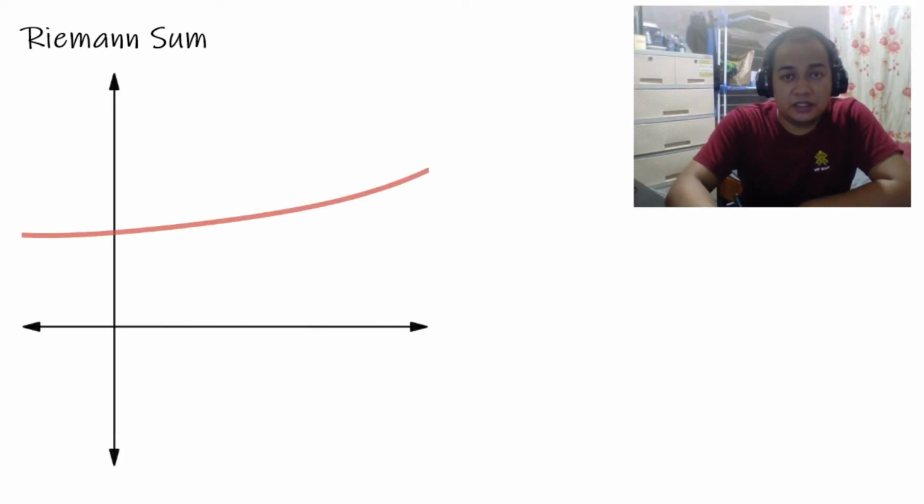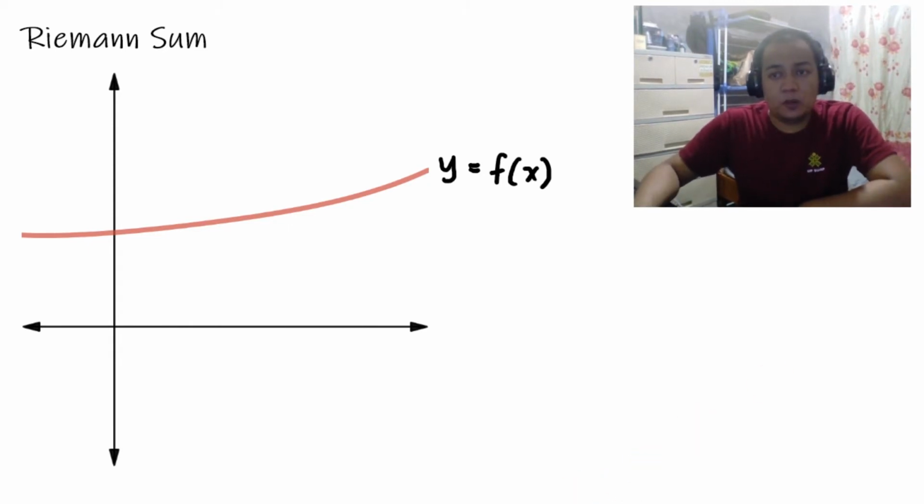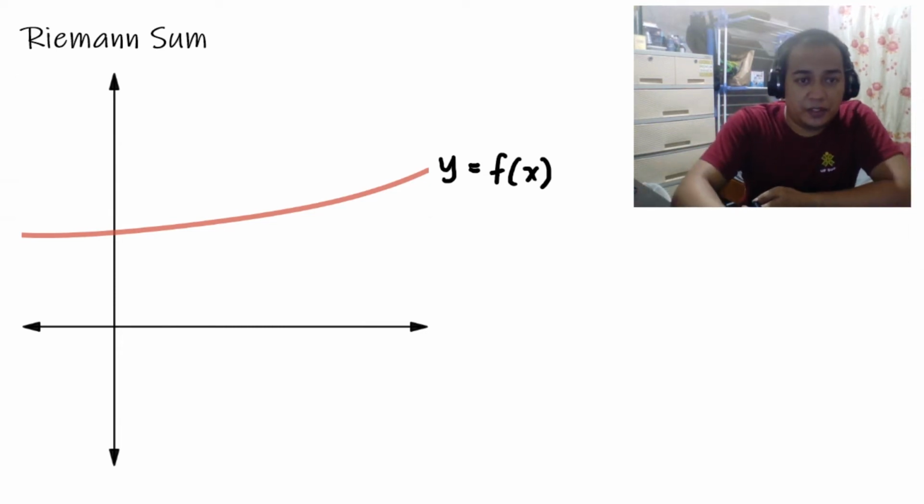the same function, a function on the x and y coordinate plane. So this function y is equal to f of x, as illustrated. We want to solve for the area under the curve from point A, x is equal to A, to x is equal to B.